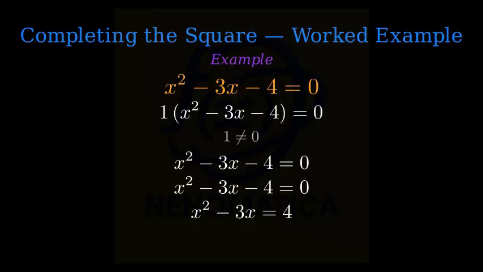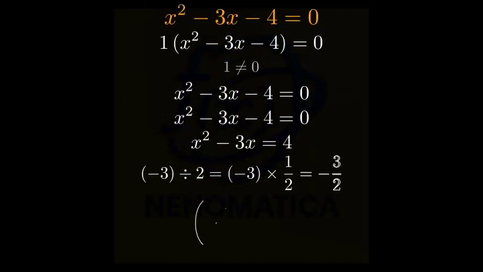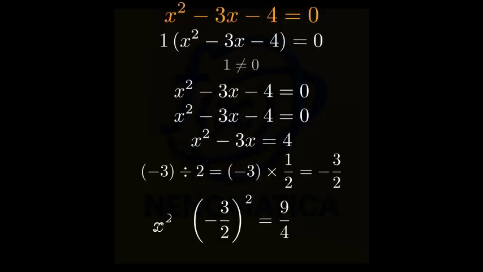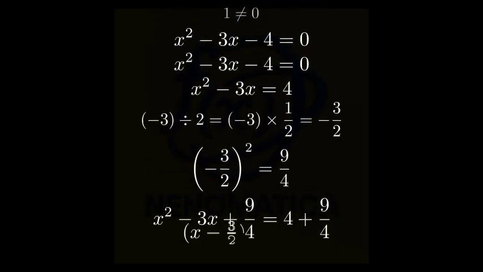Step 4. To complete the square, take half of negative 3 and square it. Half of negative 3 is negative 3 halves, and squaring gives 9/4. Step 5. Add 9/4 to both sides. Then factor the perfect square on the left.